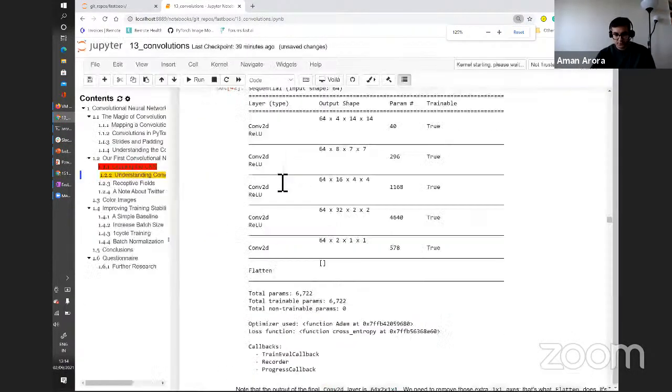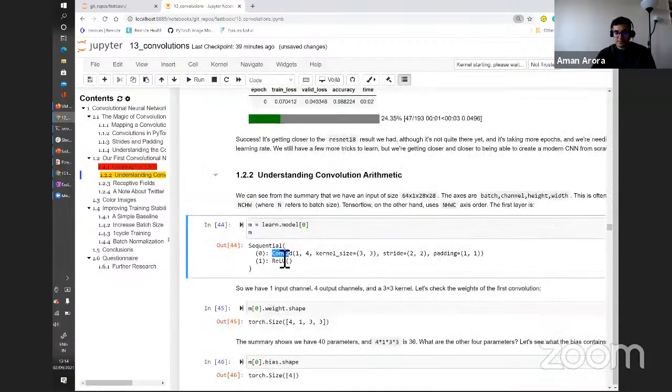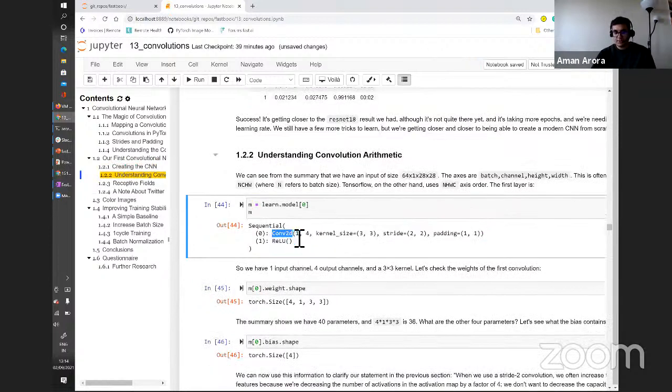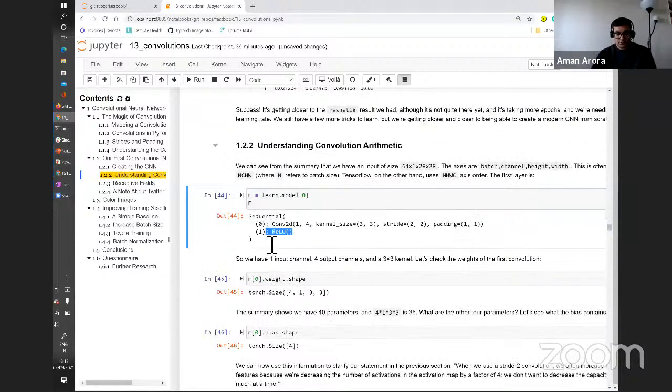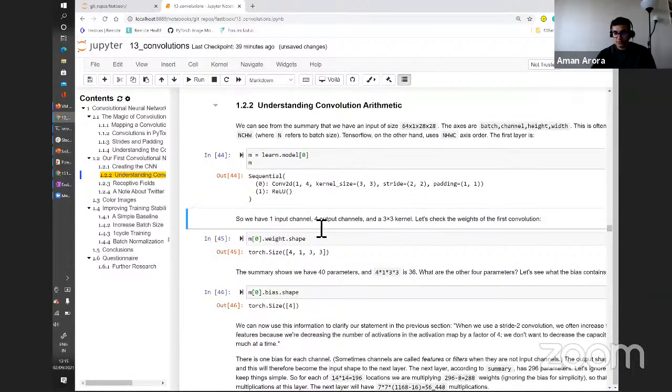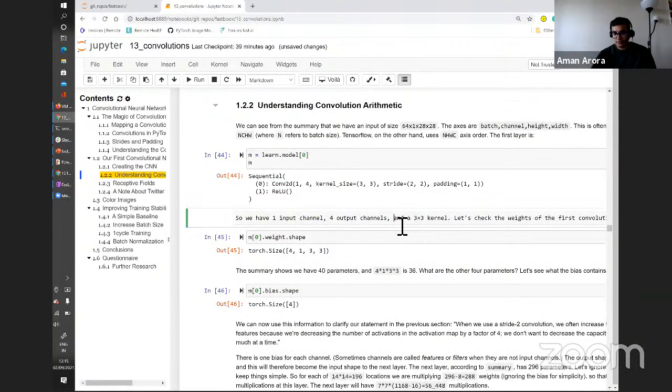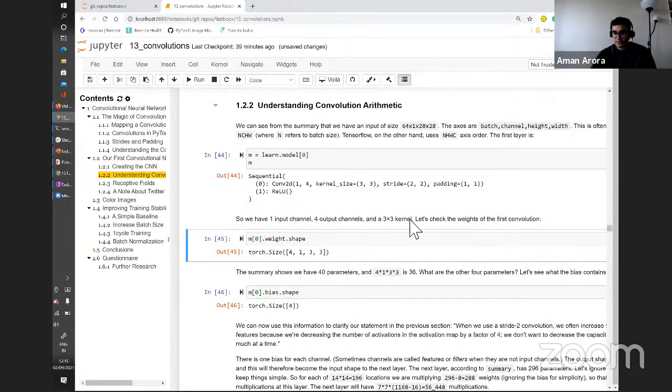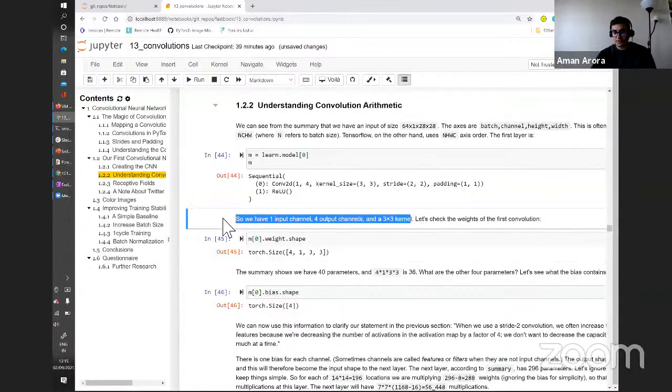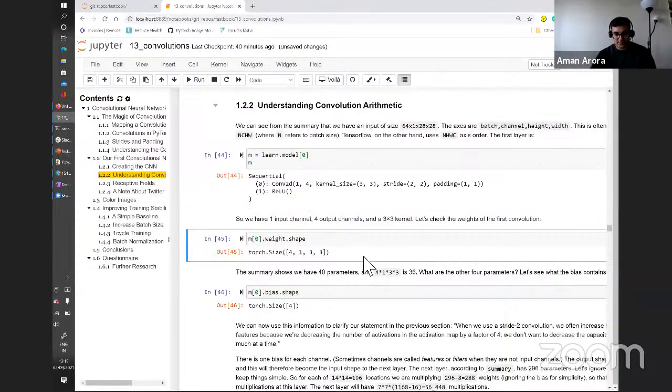I'm just trying to zoom in so everybody can read this better. So the first layer is a convolution 2D. The number of input channels is 1, the number of output channels is 4, and the kernel size is 3 by 3, stride 2 by 2, and padding 1 by 1. And then it's followed by a ReLU. So as it says, we have 1 input channel, 4 output channels, and a 3 by 3 kernel. I hope I don't need to explain this again, because this is something we spent a lot of time on last week. So if there's any doubts about this, just have a look at last week's YouTube.